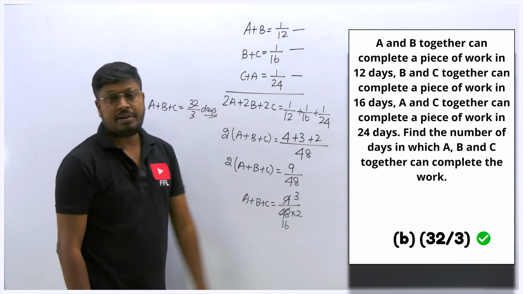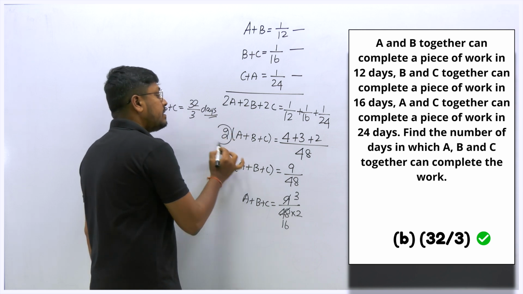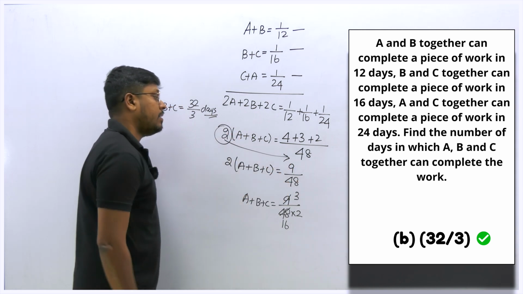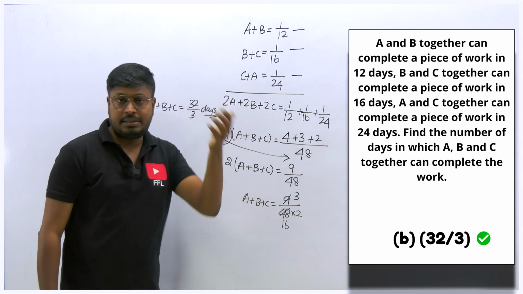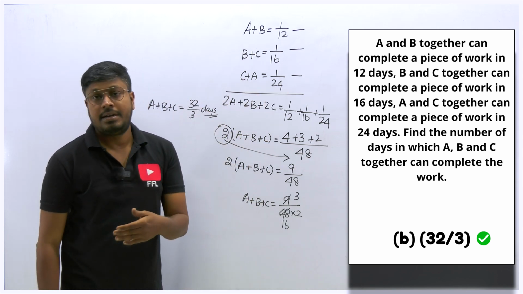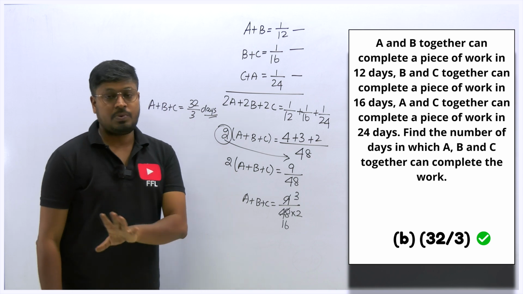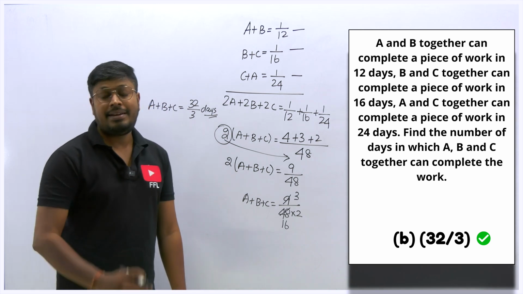Basic level time and work question. So make sure not to forget. Many students will forget this 2 to multiply with the denominator. So always remember, if you are adding any of the equations in the topic time and work, if there is a and a, you have to consider it as 2a. Don't take only a and solve it, right? So friends, answer for this question is 32 by 3 days.